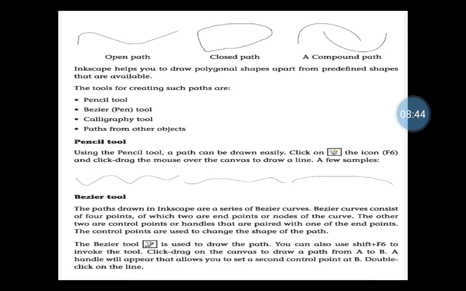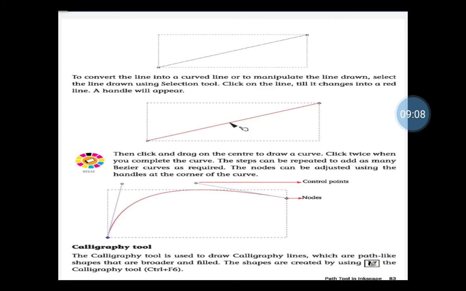Okay, next, the Bezier tool is used to draw the path. You can also use Shift plus F2, F6 to invoke the tool. Click and drag on the canvas to draw a path from A to B. A handle will appear that allows you to set the second control point at B. Double click on the line. This is the control point here. Using this control point you can change the shape of this line.